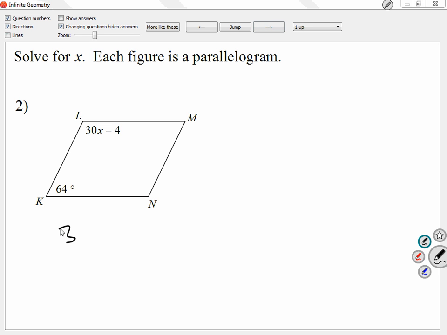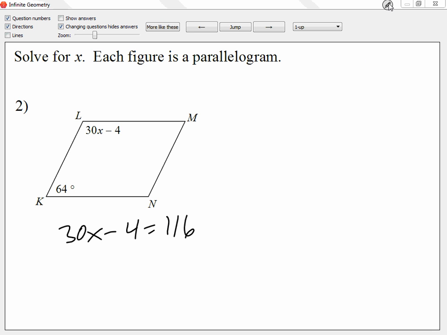You said 30x minus 4 equals what? 116. Perfect. We're not going to let it equal 64 because they're not opposite. We're going to let it equal 116 because 116 plus 64 is 180. So that's one thing you have to look into. If they're opposite, they're equal. But if they're adjacent, connected by a side, next to each other, then they add up to 180.